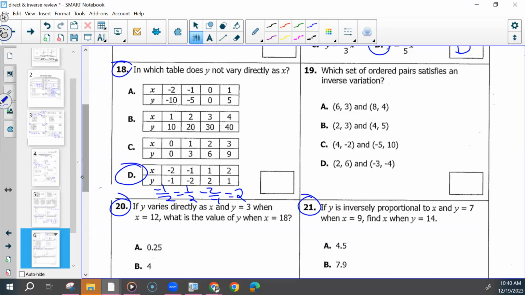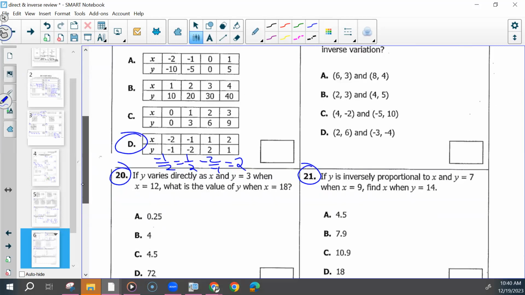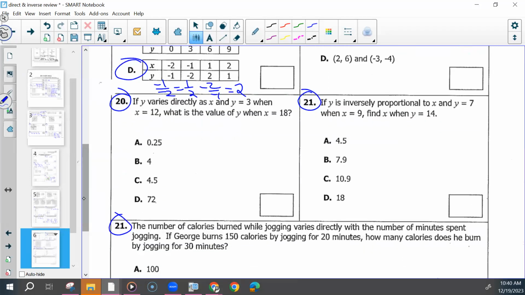We'll do 20, I don't know if we'll have time for the first one. For 20, if y varies directly as x and y equals 3 when x equals 12, what is the value of y when x equals 18? So we did a bunch of problems like this. We have to find k first. How do we do that? Y divided by x. So 3 divided by 12, which is 1/4.